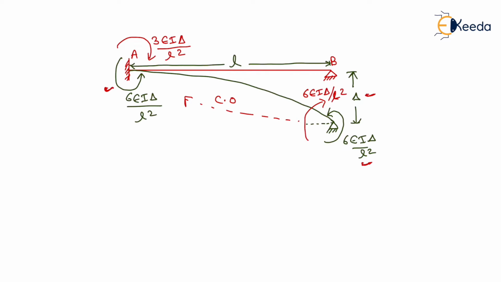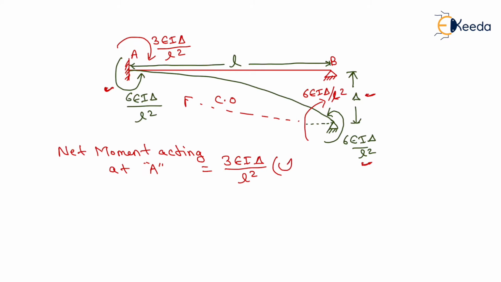So the net moment acting at support A will be equal to the difference of 6 EI delta upon L square and 3 EI delta upon L square. It will be 3 EI delta upon L square acting in the anti-clockwise direction, because 6 EI delta upon L square is greater than 3 EI delta upon L square.